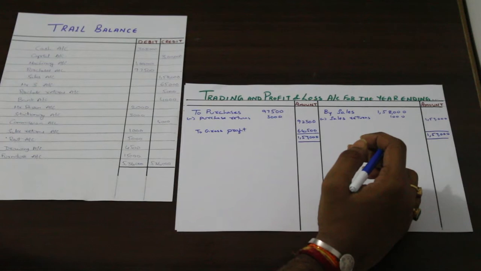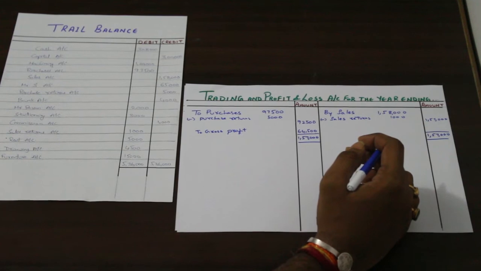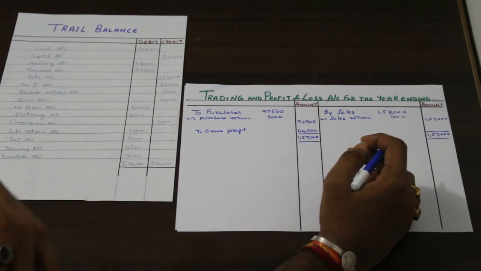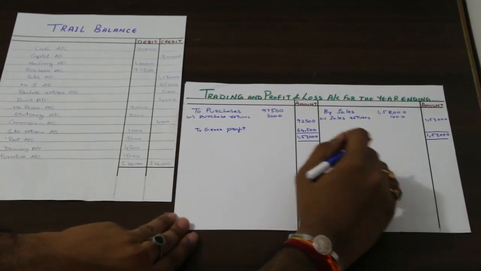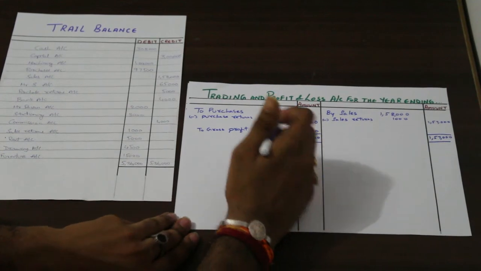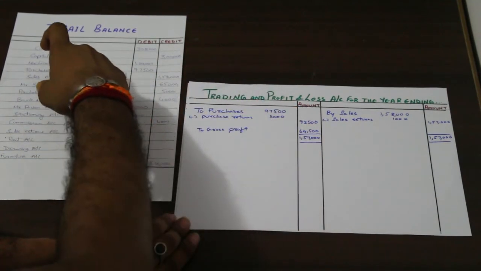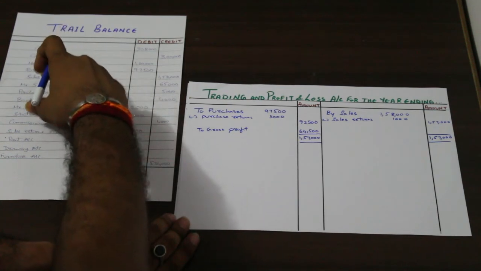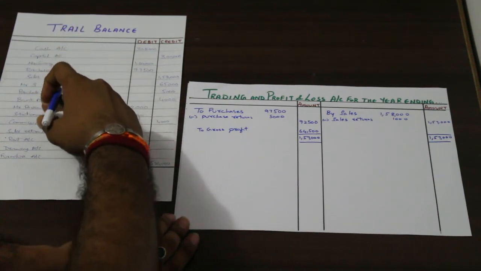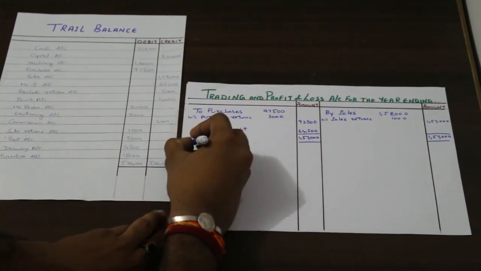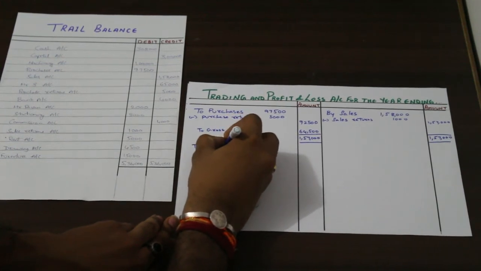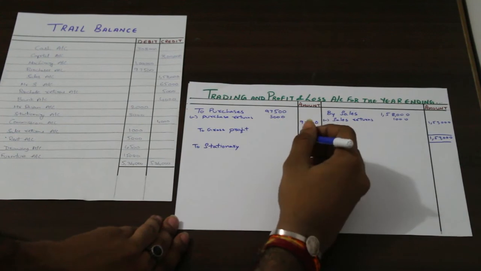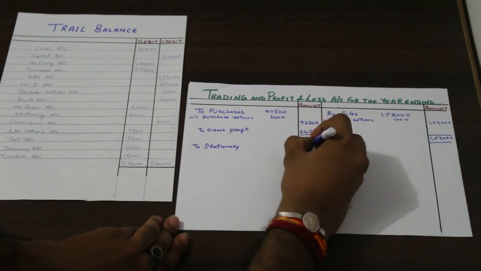Now we will be moving to the profit and loss account, where all the incomes and expenses are calculated to find out the net profit. So as we said, on the debit side, write our normal expenses which have happened in our trial balance. To stationery, we have incurred 3,000 rupees.